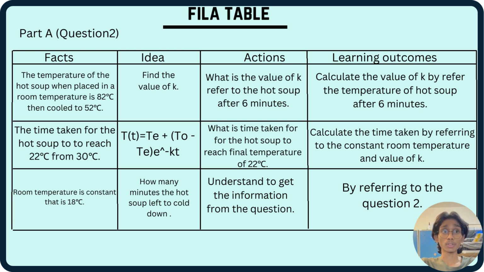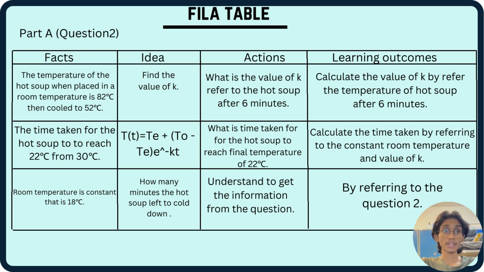The time taken for the hot soup to reach 22 Celsius from 30 Celsius. The idea is to use the Newton's law of cooling formula. The action is to find the time taken for the hot soup to reach the final temperature of 22 Celsius. The learning outcome is to calculate the time taken by referring to the constant room temperature and the value of K.